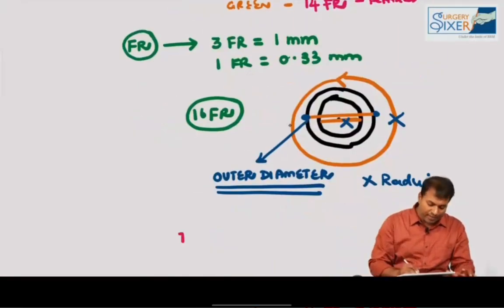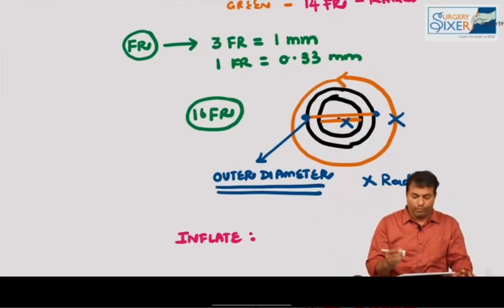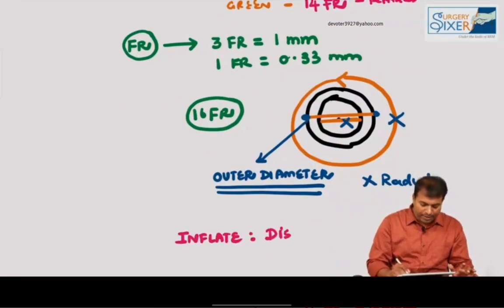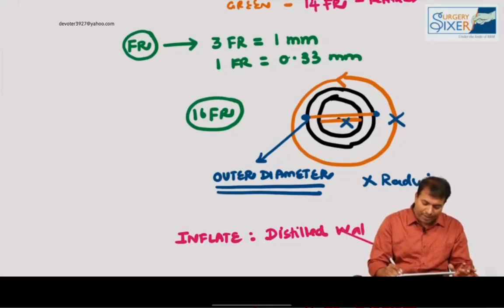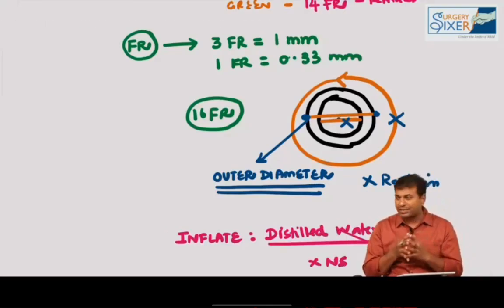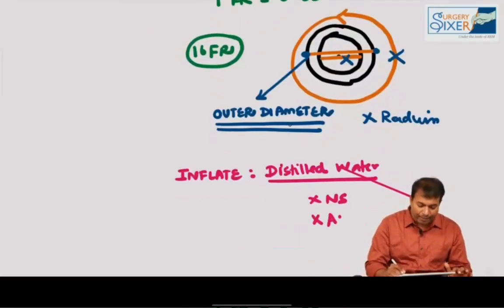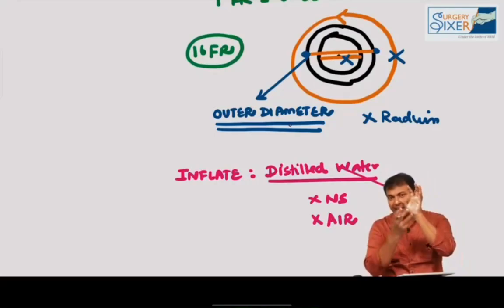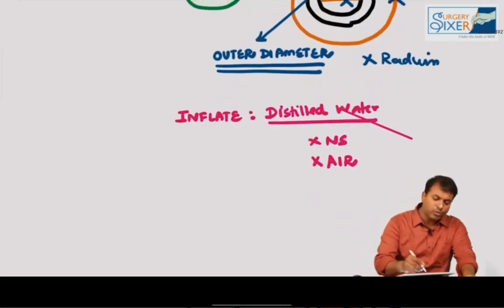How will you inflate the Foley's? The Foley's is inflated by using distilled water. Please don't forget it is inflated by using distilled water. We should not use normal saline because it can get crystallized and block the Foley's. Normal saline should not be used, and you should also not use air. If you use air, the balloon will float and the urine will not be drained. There will be residual urine inside. So air and normal saline are not used. Only distilled water is used.